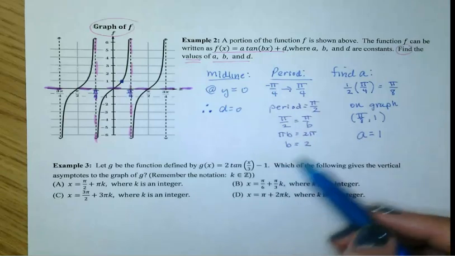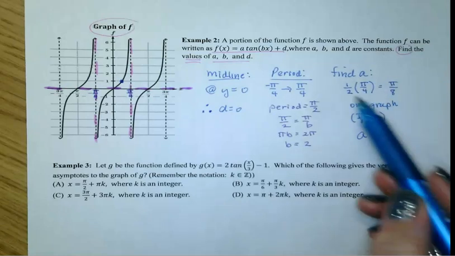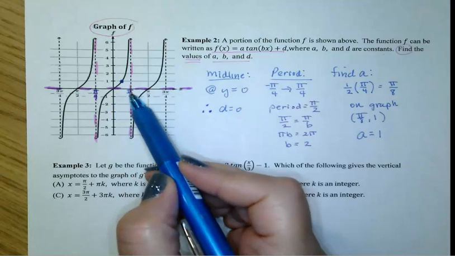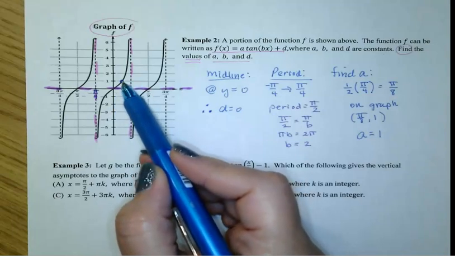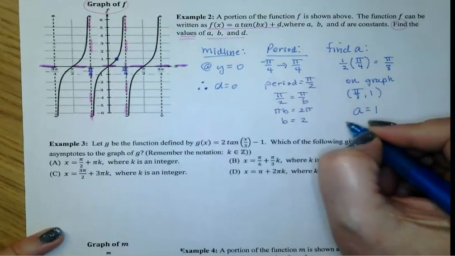So if that's happening here, then I can find A by figuring out where that halfway point is. My halfway point between 0 and pi over 4 would be pi over 8, and it goes up to 1. So I can look at the graph in this case. I could actually put my A's and my B's into an equation if I wanted to.